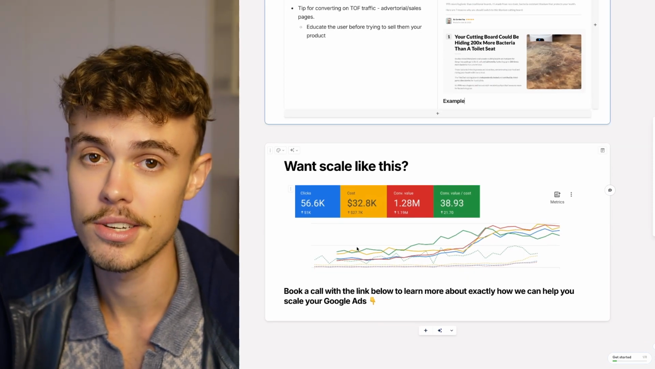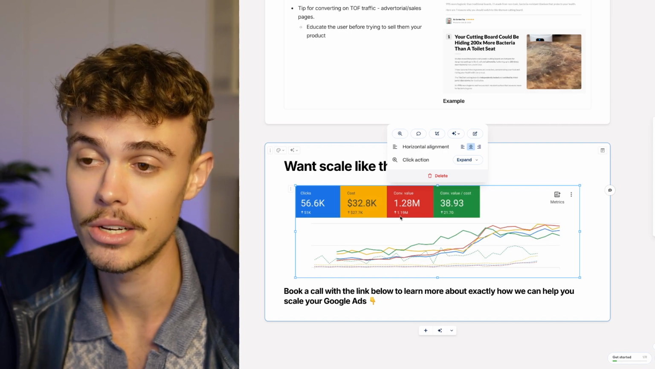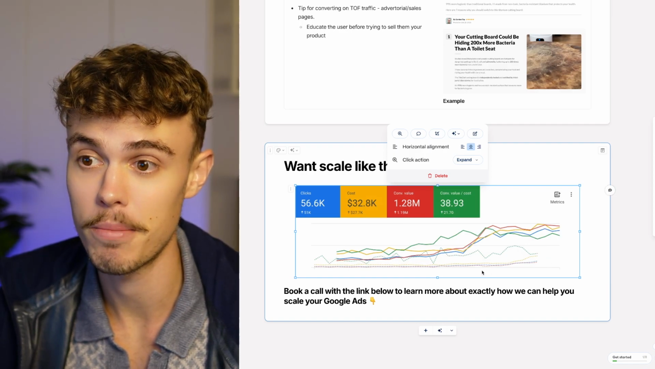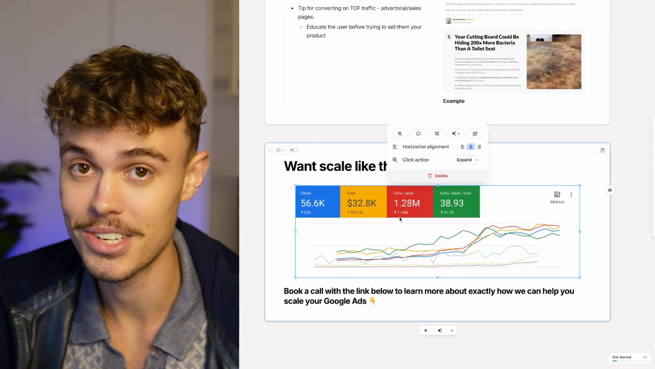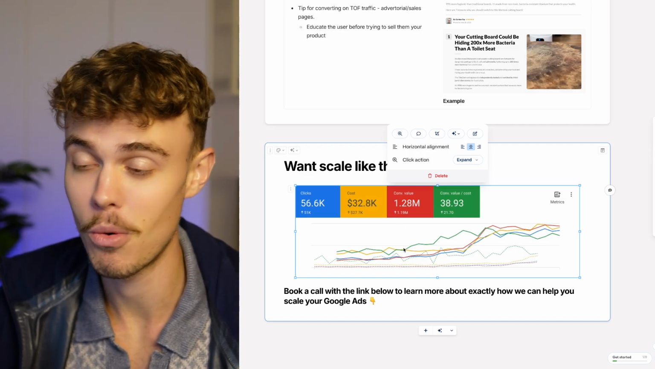If you want scale like this and you want to achieve results like we have here with this brand who added over $1 million over a 30-day period in the Black Friday, Cyber Monday period, that's over $1 million in additional revenue. Pretty crazy with Google. We just did that by setting up their account in an effective manner.